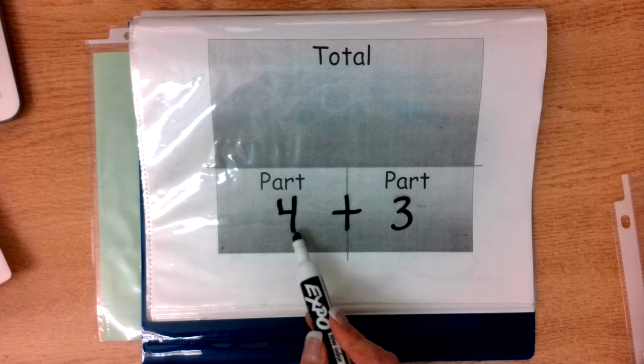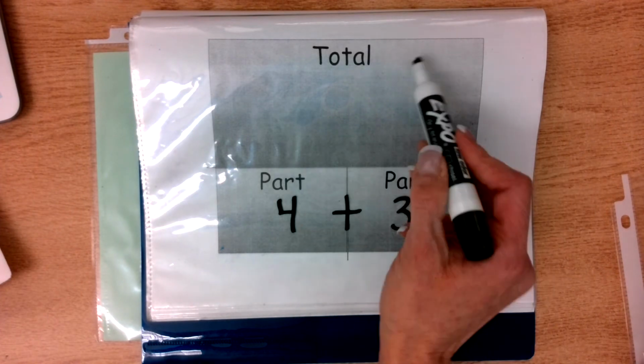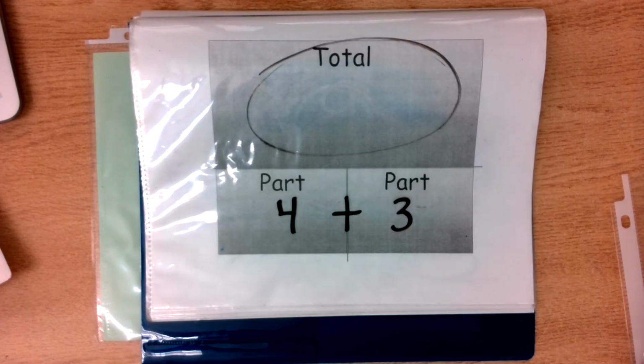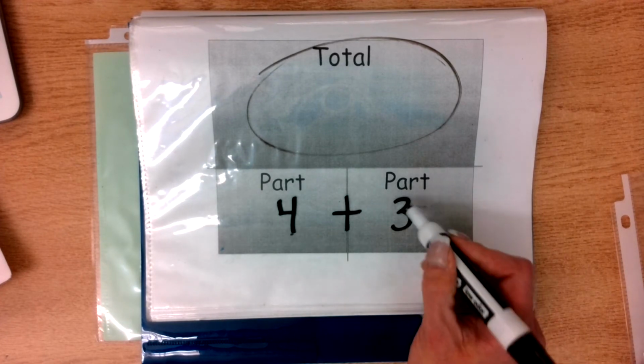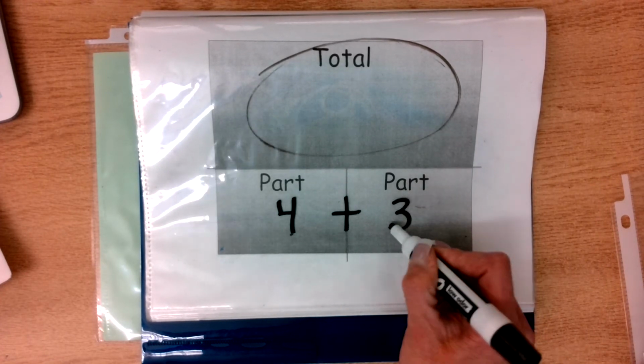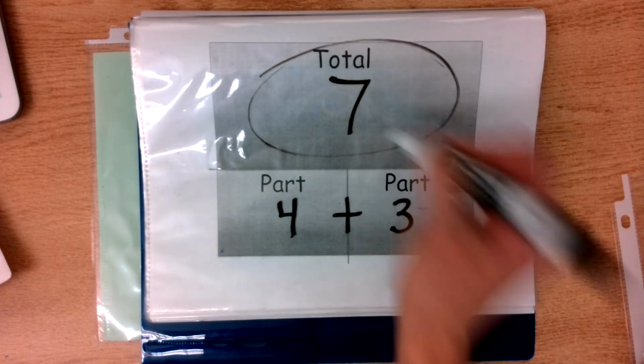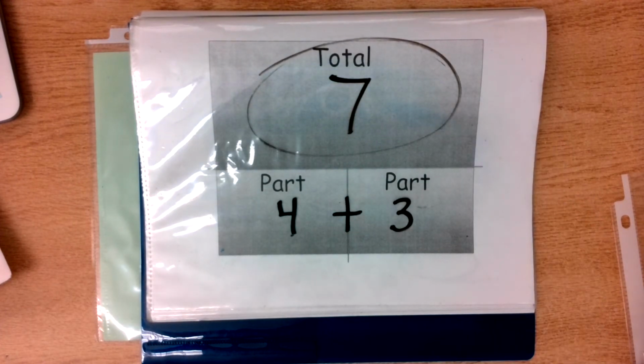Now I have to do 4 plus 3 equals, this is my unknown. So what can I do? I can say 4, 5, 6, 7. What's the total? 7. Great. Now let's take it a step further.